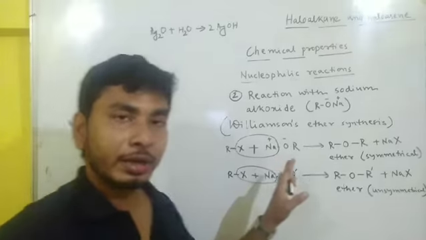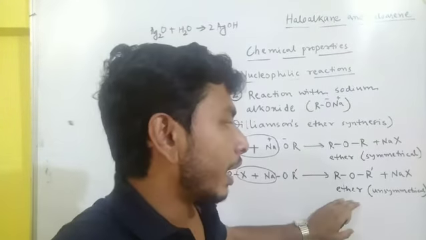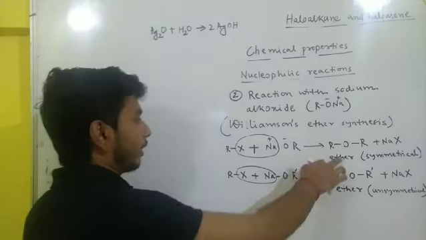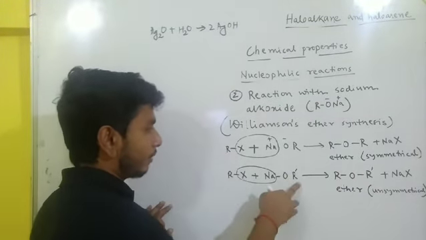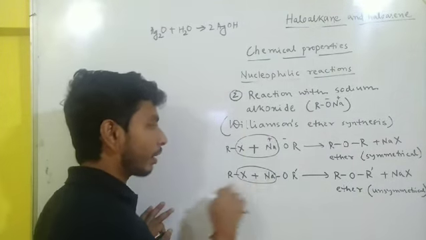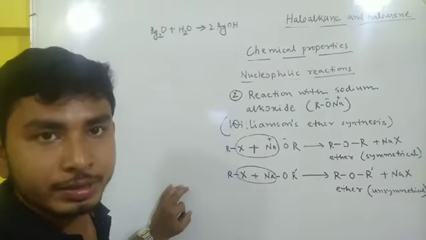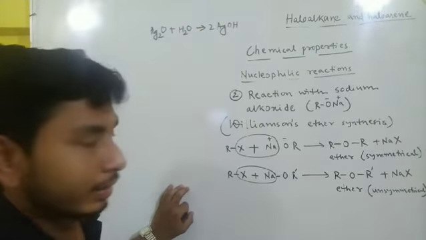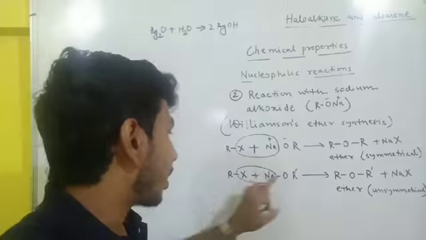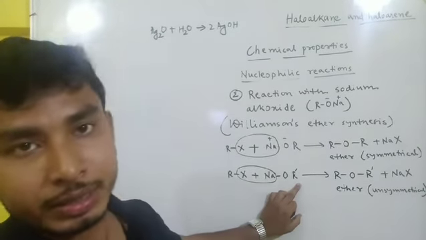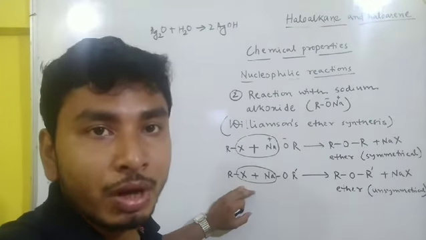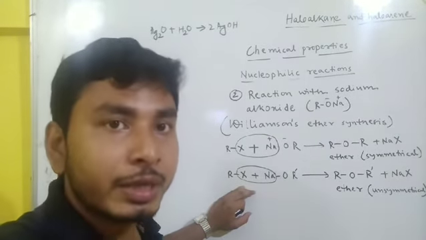So in this method, symmetrical ether as well as unsymmetrical ether can be synthesized. In symmetrical ether, the two alkyl groups are similar; in unsymmetrical ether, the two alkyl groups are dissimilar. Dissimilar means the size of the two alkyl groups is not the same. One is smaller in size, the other is bigger in size. So which alkyl group should be smaller and which should be larger?